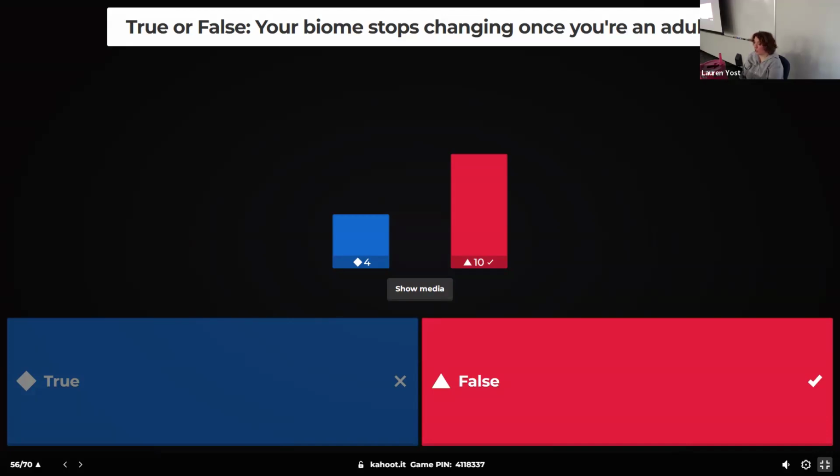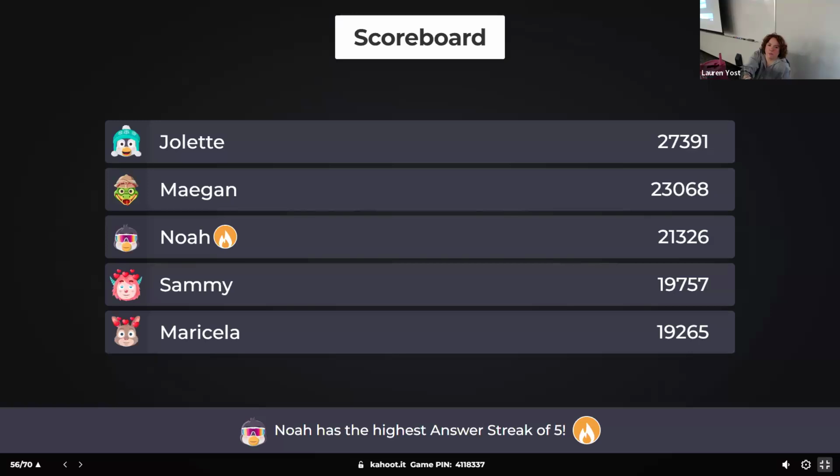So your biome changes regularly, all the time. And again, if you get a new person living in your house, your biome can change just from that person living in your house and being exposed to their biome. So it's constantly changing. You're never done with it changing.